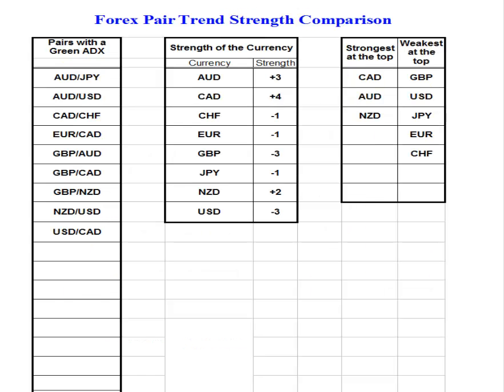In this part of the analysis, we determine the strength of the trend. The pairs that are trending are listed in the left-hand column. The center column shows the strength for each of the 8 currencies. The information from the center column is then reconfigured in the right-hand column to show the strongest and weakest currencies.